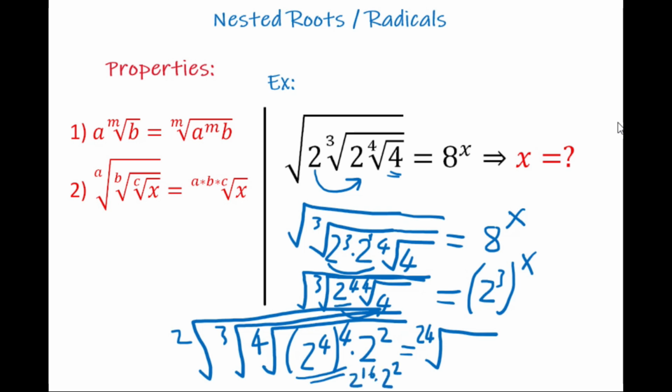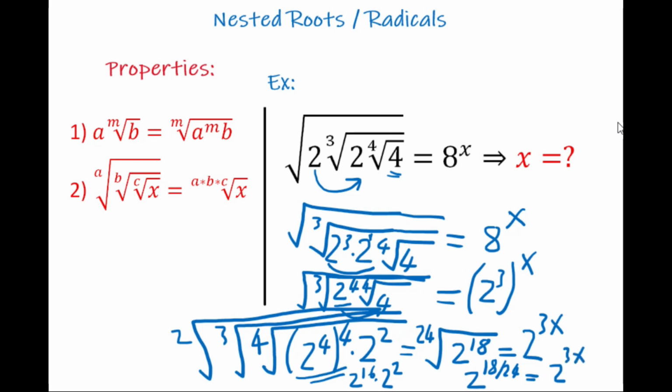Times there is also 2 to the power of 2. Bases are same, so we just add the powers. That means the number that is inside is 2 to the power of 18, is equal to, on the right, again we are taking the power of the power, so we just multiply the powers. In other words, the right side is 2 to the power of 3 times x, which is 3x. So on the left, 24th root of 2 to the power of 18 can be written as 2 to the power of 18 divided by 24, which is equal to 2 to the power of 3x.